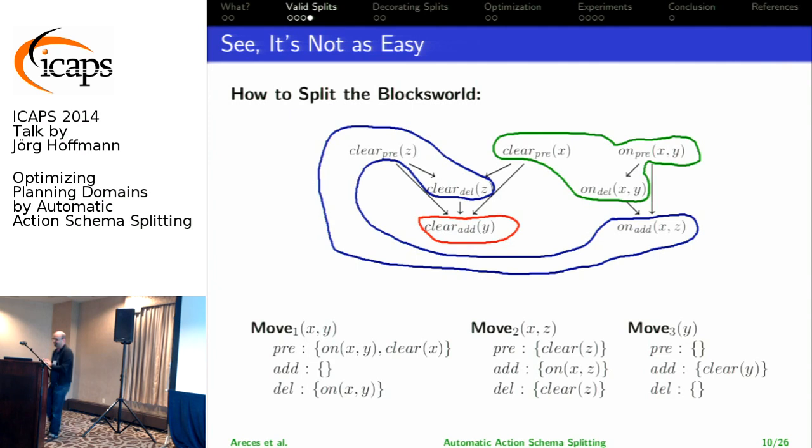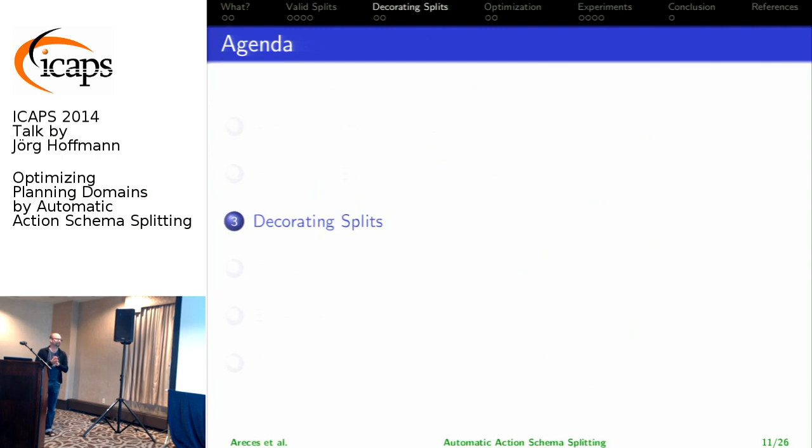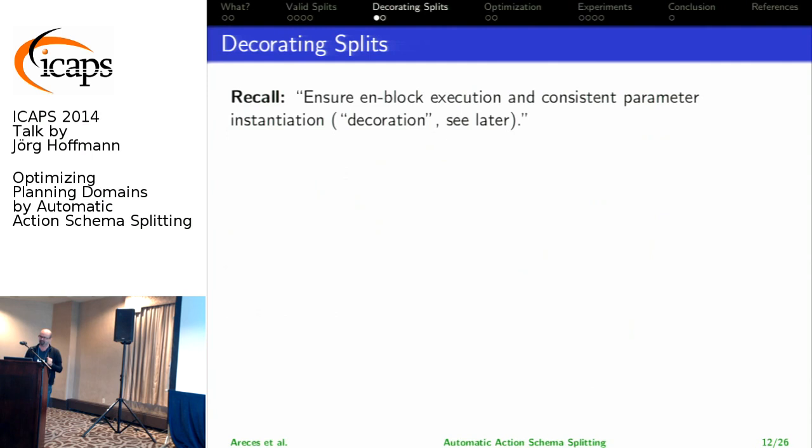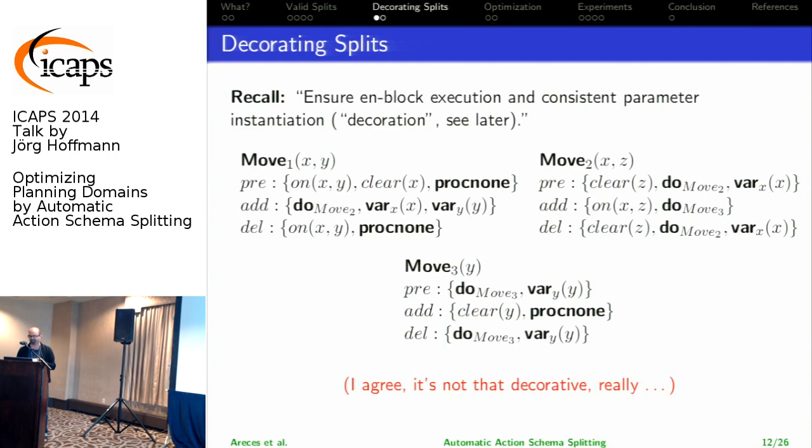So there are some subtleties here, but this is really the most subtle part in how to arrange the splits. The rest is relatively easy. By decorating the splits, if you remember, we have to put in these PDDL hacks to make sure it behaves as intended. It ends up looking like this after the decoration. Decoration is not a word I came up with. That's Carlos Areces. He's from logics, and apparently they don't use this kind of terminology.